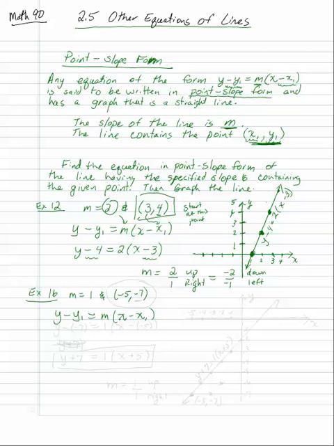We're going to put in negative... y sub 1 is negative 7. So that becomes y plus 7. See, so the sign changes. m is 1. x sub 1 is negative 5. So that's going to become x plus 5. So there you go. That is your point-slope form.